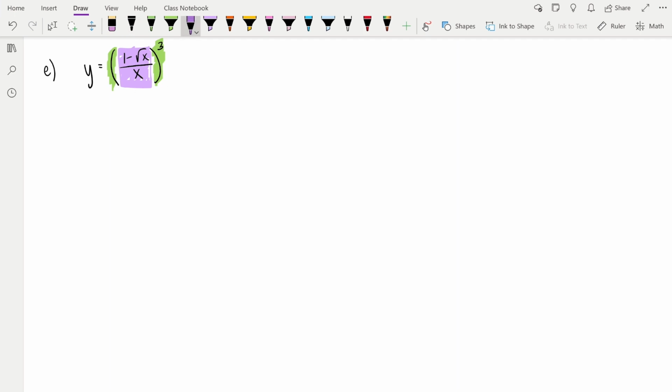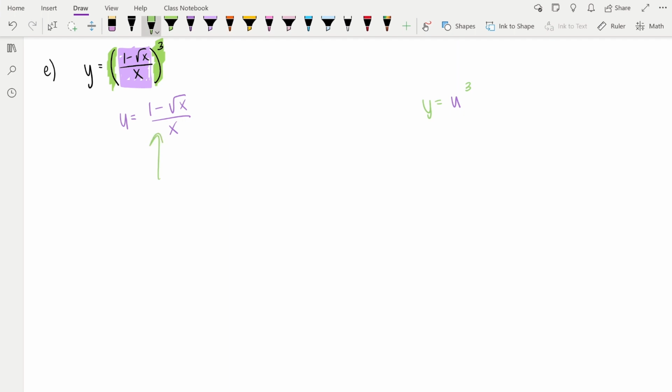Clearly, this is starting out with a chain rule, so I identify my inside function as u equals 1 minus root x over x, and my outside function is y equals u cubed. I need to take the derivative of each of these. I'm going to slide this way down here because I know to take the derivative of u, I'm going to need a lot of space.